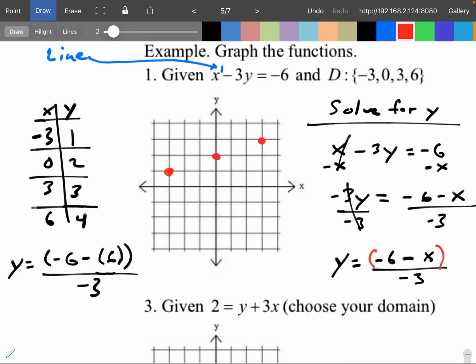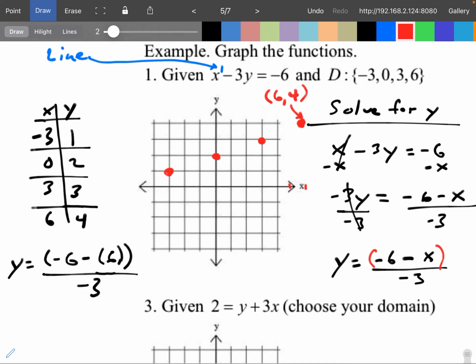That's 3 to the left, 1 up. So that'd be like right here. The second one is 0, comma 2. So I don't go left or right at all. I go 2 up. The next one is 3, 3. That's 3 to the right, 3 up. And the last one is 6 to the right, 4 up.